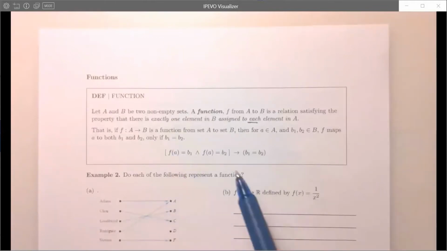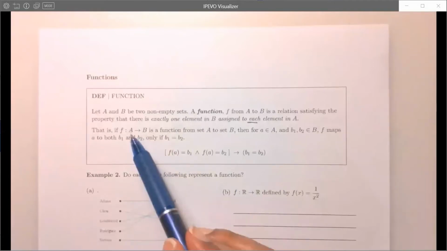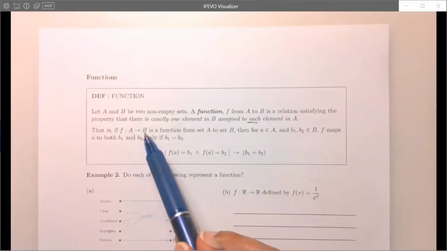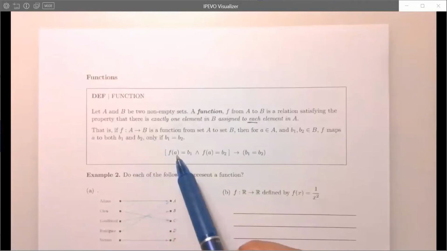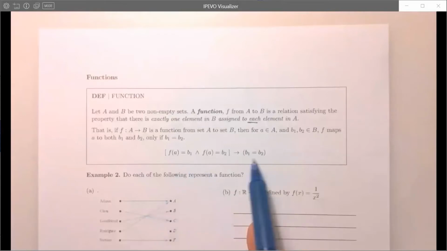Another way to read that, we like to think about A as the set of input elements. These are the elements that are put into the function, and B is the set of output elements. So if we input an element a and it gives us an output b1, but it also gives us an output b2, then that means that b1 and b2 are the same output. Okay, that is the definition of function.